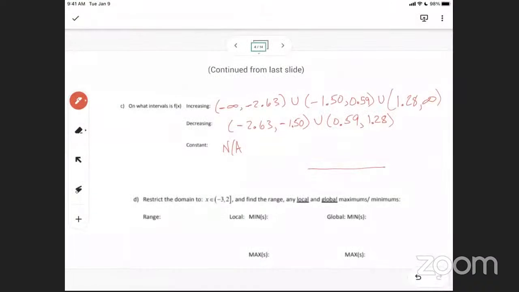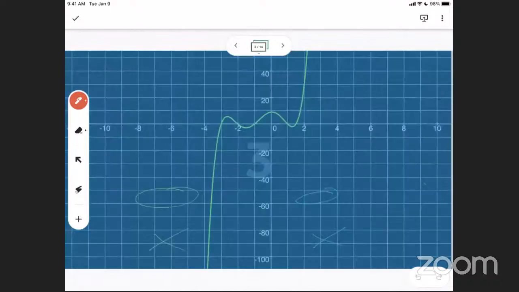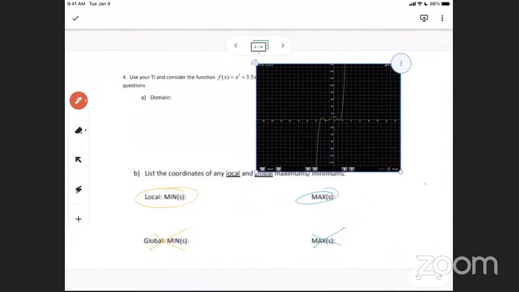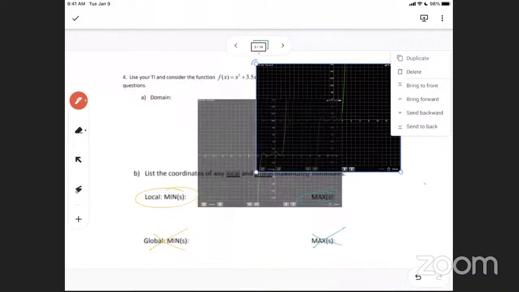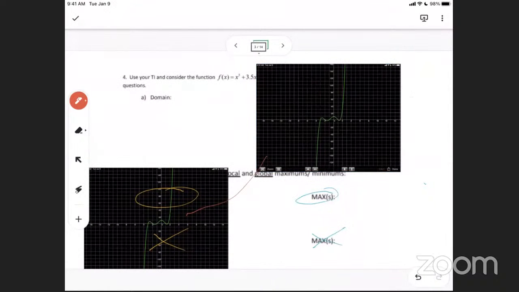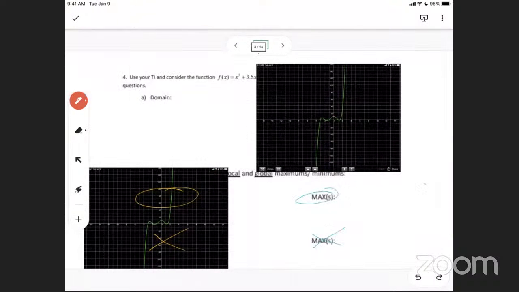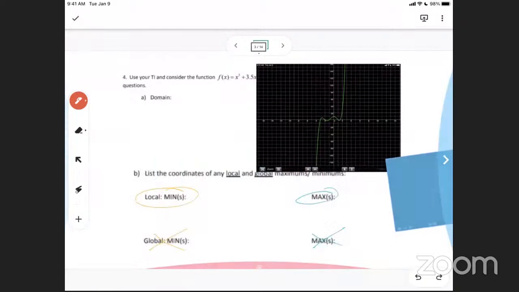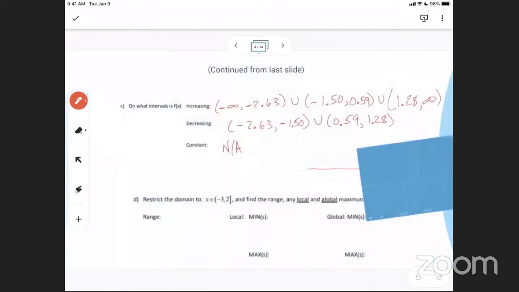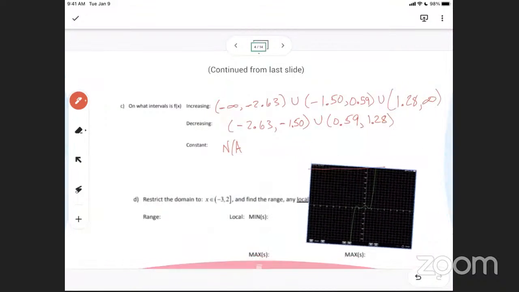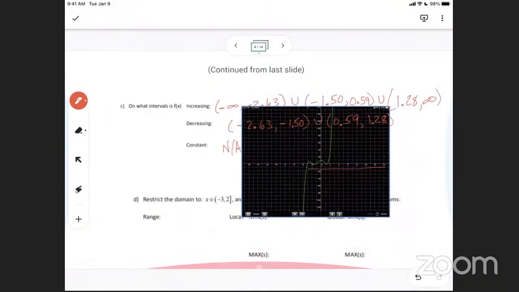Now they want us to find the range and any local or global maxes or mins. Well, now we can find local and global maxes and mins. Let me steal this graph here. Let's see if I can duplicate it and drag it. I don't know how to do this yet. Oh, that's how I do it. Yay, I'm learning.